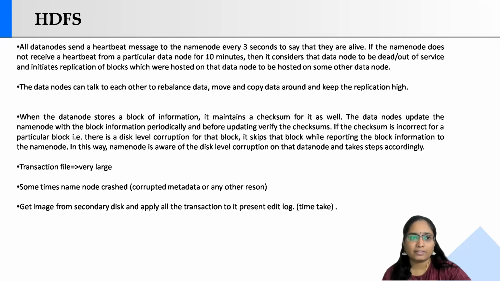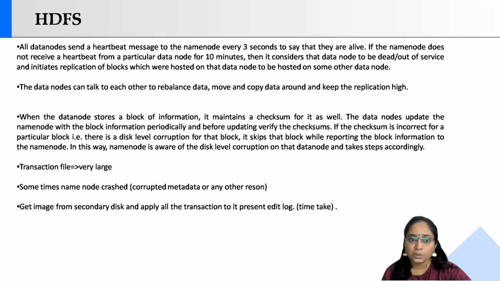So what is HDFS? We discussed the name node and data node. All the data nodes send a heartbeat message to the name node every 3 seconds, to say whether the data nodes are alive or not. Suppose the name node does not receive the heartbeat from a data node for 10 minutes, it will consider that node dead or out of space. Then the replicas hosted on that data node will be re-created on other data nodes. The data nodes talk to each other to rebalance the data, move and copy the data around, and keep the replication high.